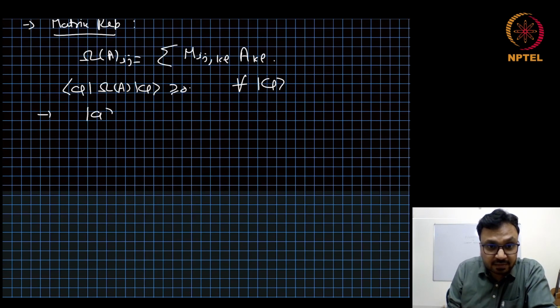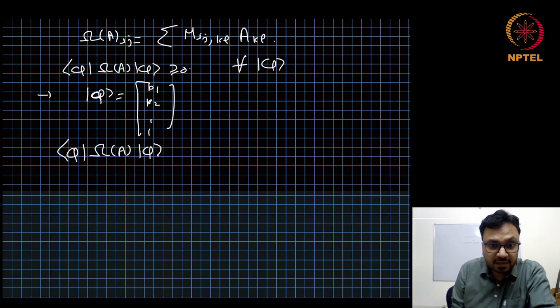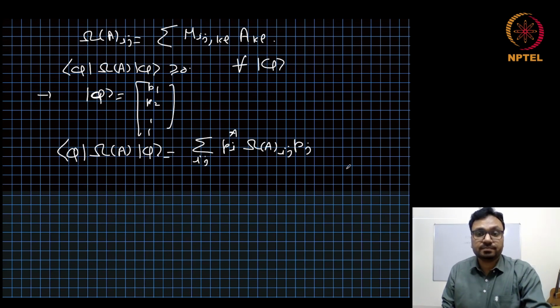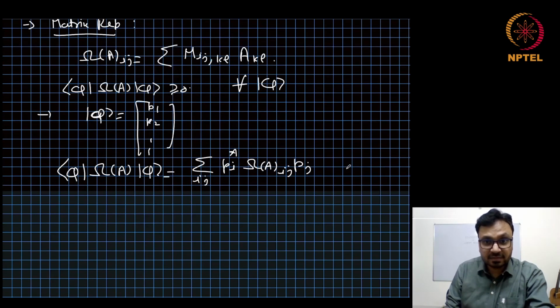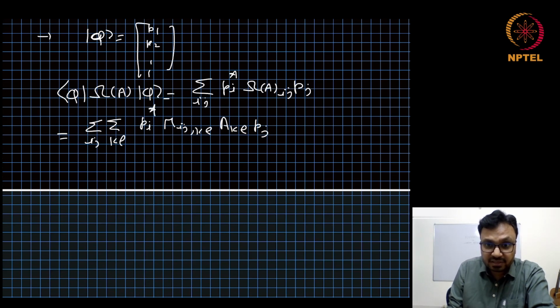It means if phi is a vector p1, p2, and so on, then we can say phi omega A phi is the same as the sum over ij of pi star omega A ij pj, and we can substitute it in this equation and we get the sum over ij, sum over kl, pi star M ij kl A kl pj.